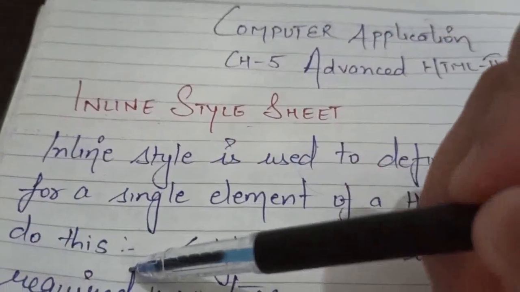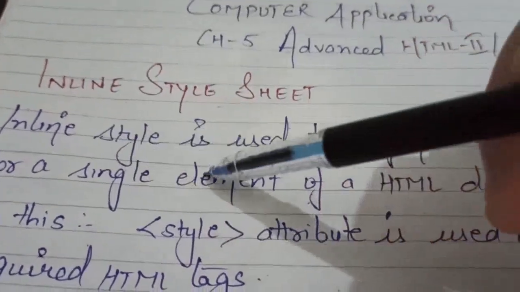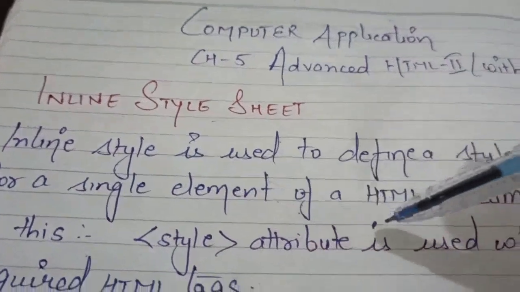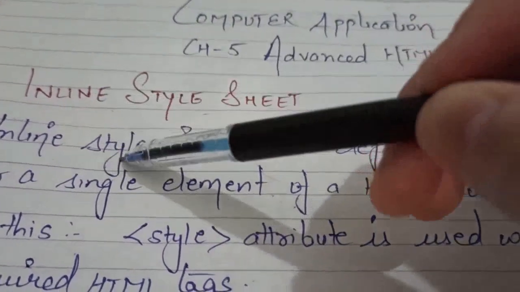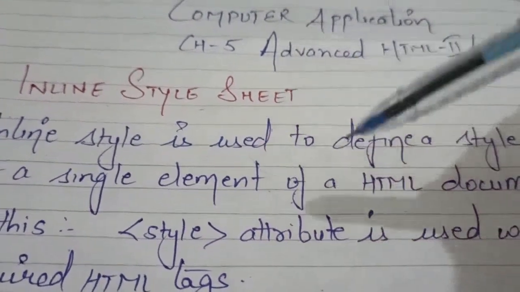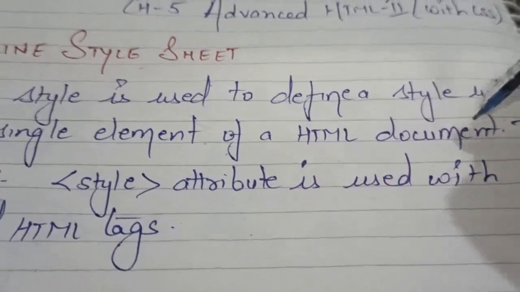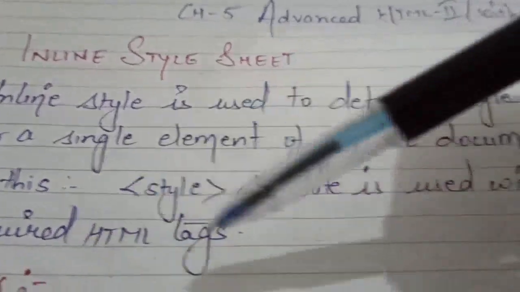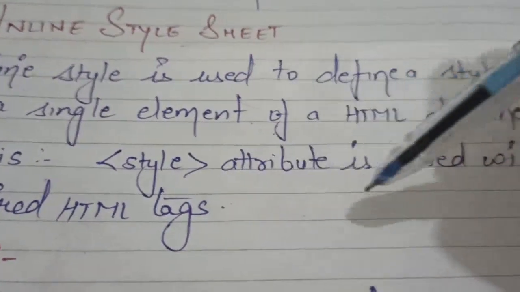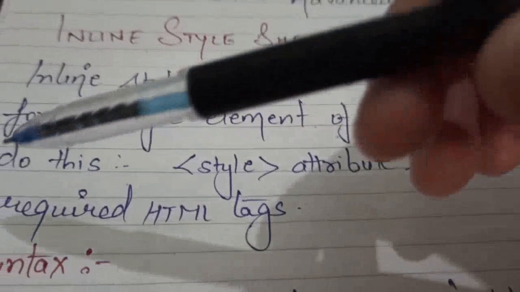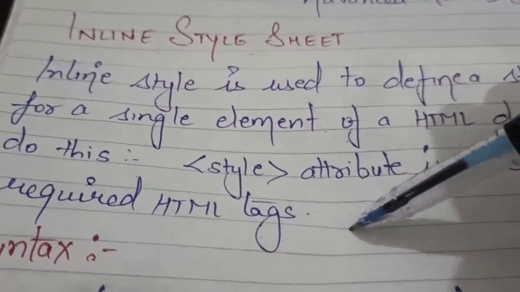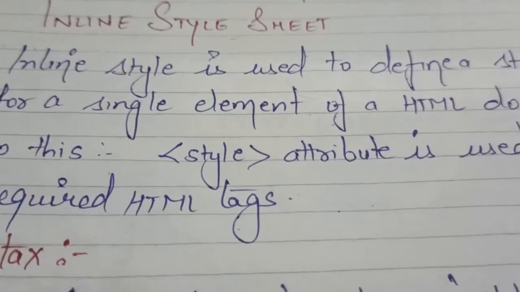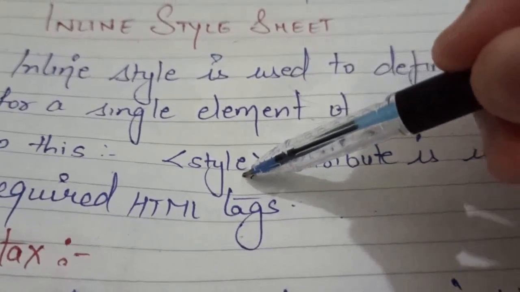Inline style is used to define a style rule for a single element of a HTML document. Inline style में क्या होगा, हम एक सिंगल HTML डॉक्यूमेंट में ही अपने स्टाइल को अप्लाई करेंगे. वो कैसे होगा, that we are going to talk about. To do this, first style attribute is used with the required HTML tag. तो अपने HTML प्रोग्राम में ही हम CSS का स्टाइल लगाएंगे by using this style attribute.